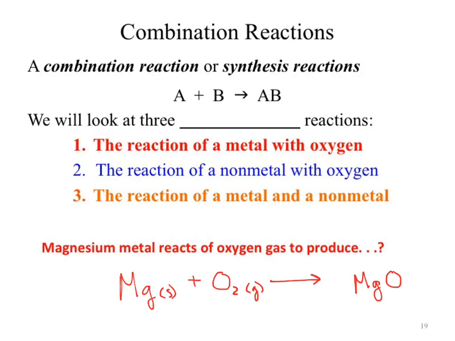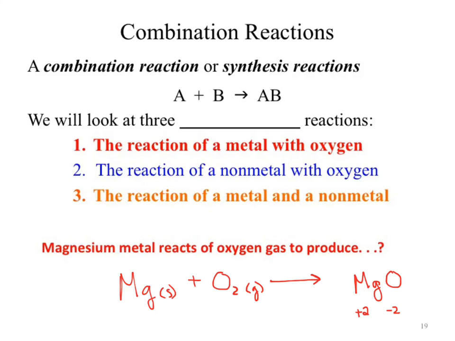What's the charge on magnesium? How do you know it's +2? You either memorize it or it's in column 2. What's the charge on oxygen? -2. How did you know that? You memorize it or you look at oxygen. It's 2 away from neon. Okay, so it's a -2.